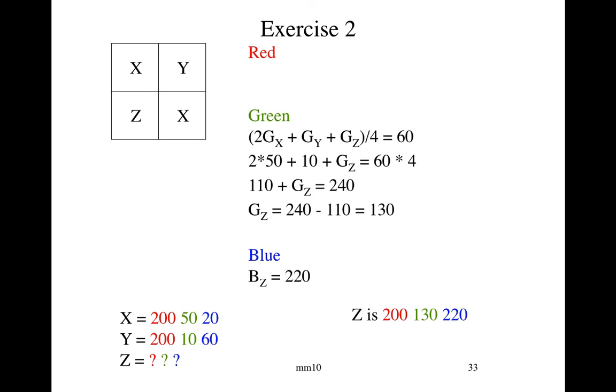So we can agree the green is correct. Yeah? The red and the blue would be just the same then, although I don't like to look at that BZ being 220. I'm not convinced myself.